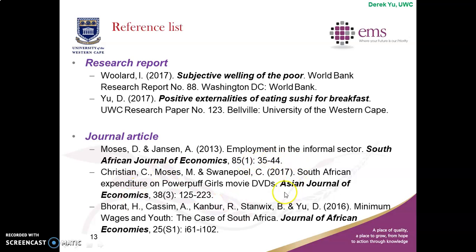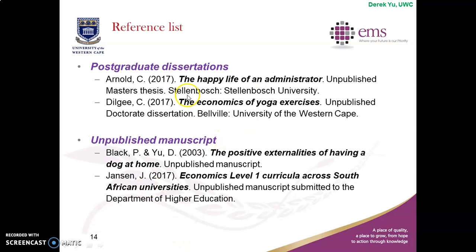Okay, happy with that? Sometimes there are special issues, supplementary special issues of the journal, then we call it S1, S2, and so forth. The first special issue, we call it S1. Okay, and then the last example, there are a few more actually, but I have to stop here. Postgraduate thesis, again, surname, initial, year, then the name of the thesis. You have to say unpublished thesis, Stellenbosch University.